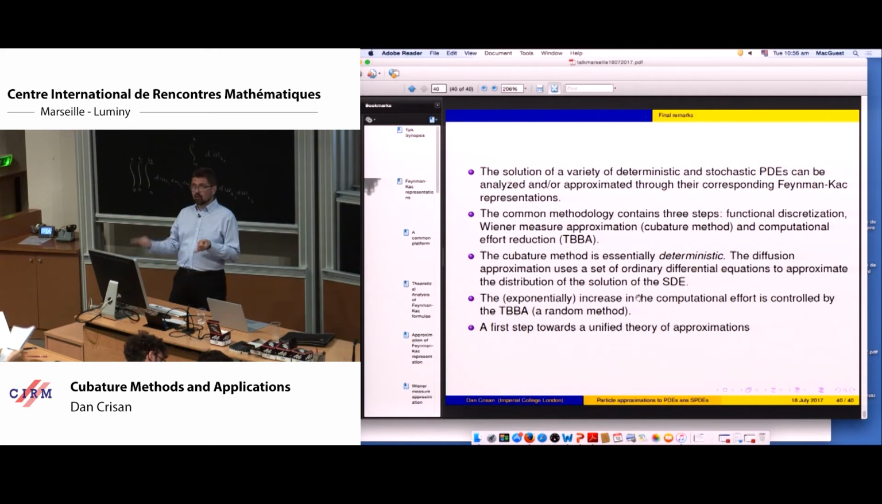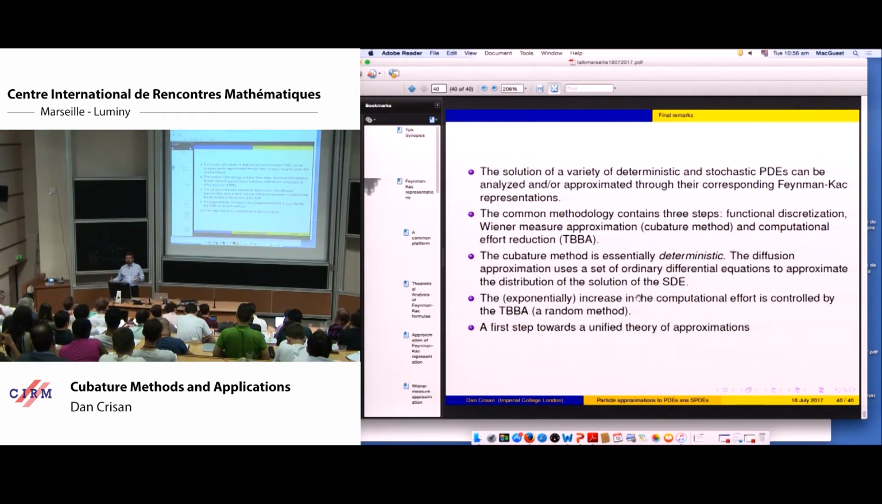And the reason why they are common is that each of these Feynman-Kac representations is essentially a representation in the form of an expected value of a functional with respect to the Wiener measure. And everything that you do is just replace the Wiener measure with a cubature measure. And I've explained how you do this discretization using the cubature measure.